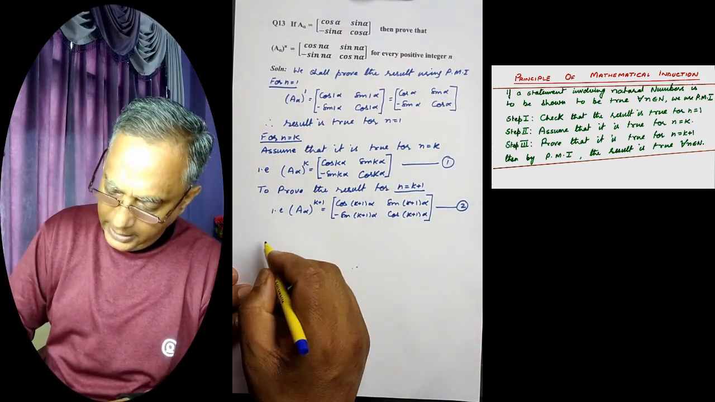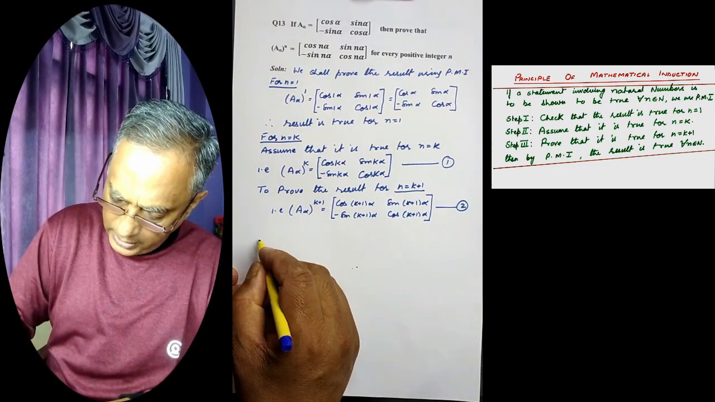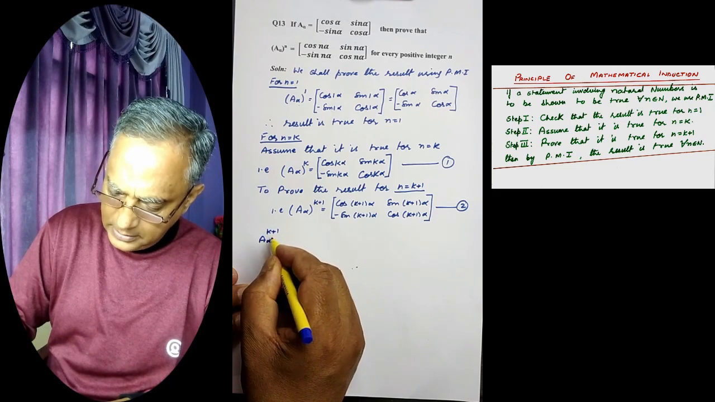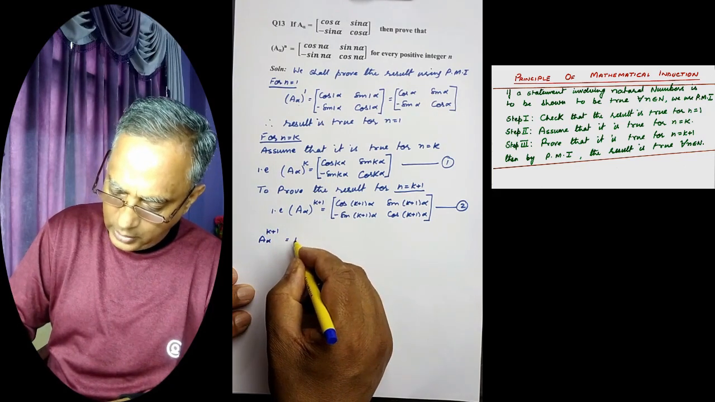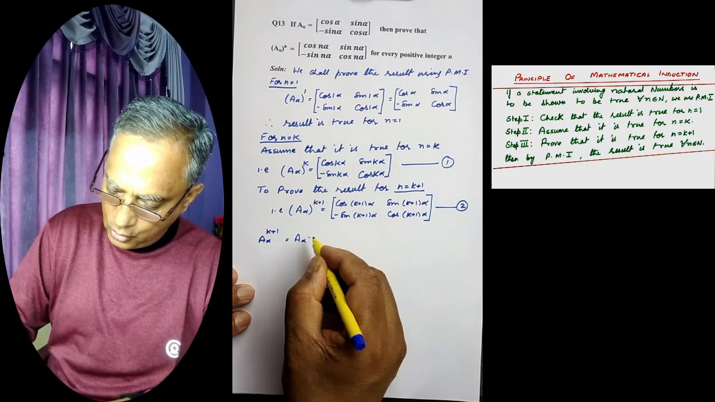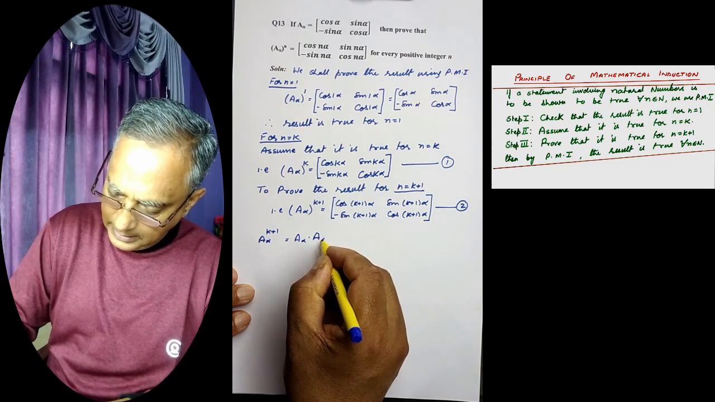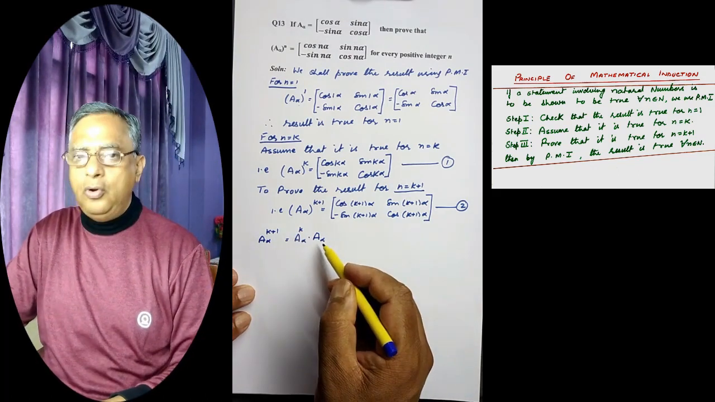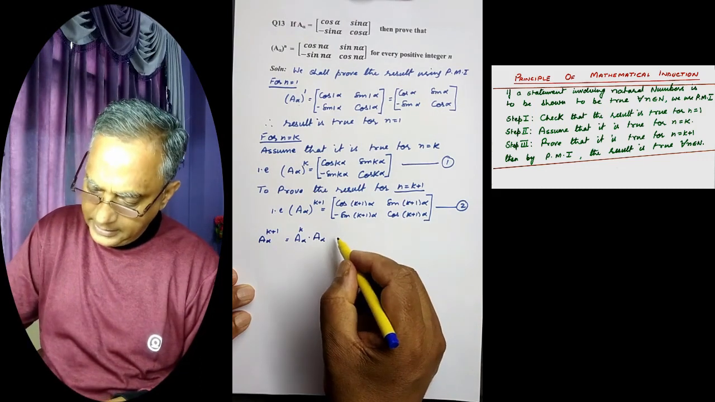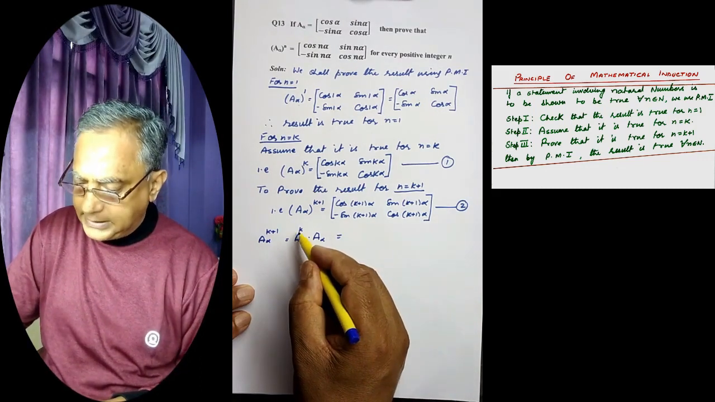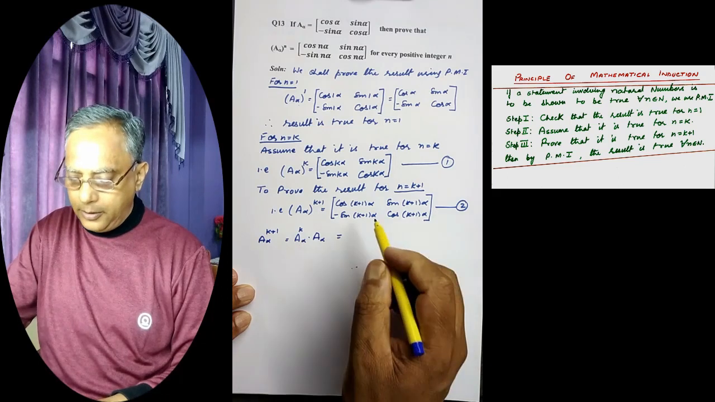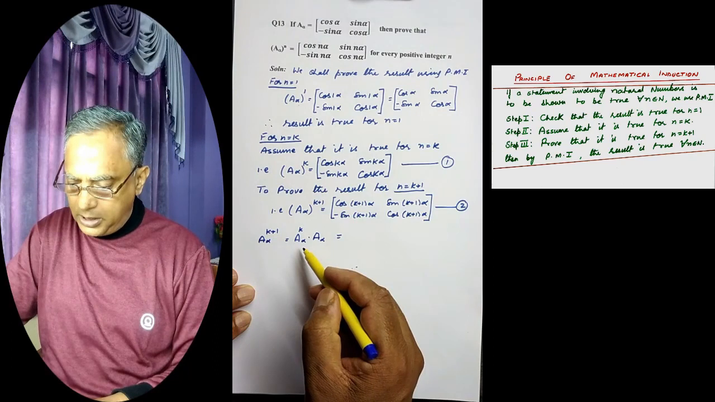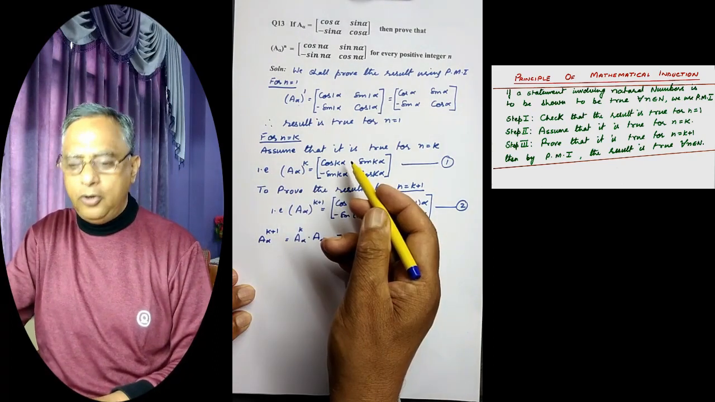So now what we do is we have to prove this. A alpha to the power of k plus 1 is equal to A alpha to the power of k into A alpha. But A alpha to the power of k is known by assumption. Now in order to prove this, we will use the assumption. By assumption, A alpha to the power of k is known.